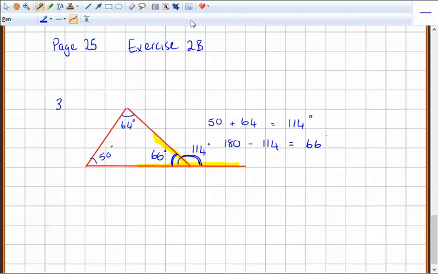Yeah, well done. So for 3A, it would be 94 plus 42, which is 136.